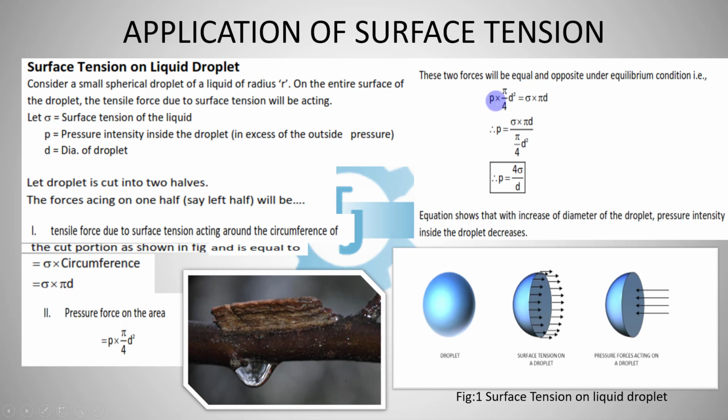So here we write P into pi by 4 d square equals sigma into pi d. From this we get P equals sigma into pi d divided by pi by 4 d square. So P will be 4 sigma by d. So from this equation we understand that with the increase of diameter of the droplet, the pressure intensity inside the droplet will decrease. So this is all about surface tension on a liquid droplet.